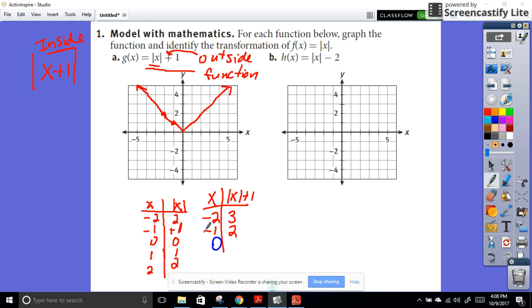I change colors because I don't want the red graph. I want the red graph to be different than the blue graph. So I change colors because I'm graphing.